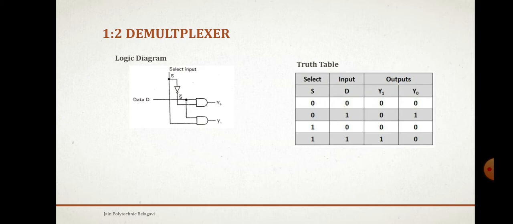So when s equals 0 and the input equals 1, you will get the output at y0. Then when s equals 1, you will get the output at the y1 side. That is the demultiplexer working.